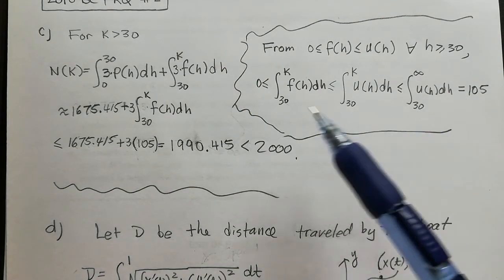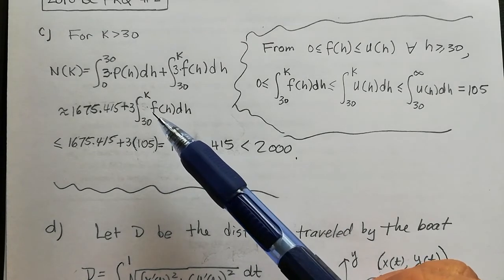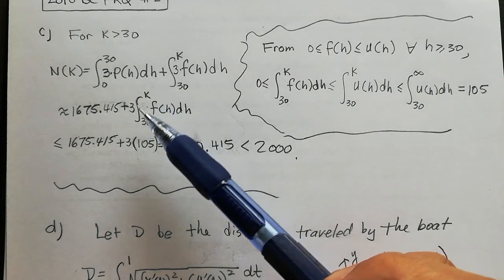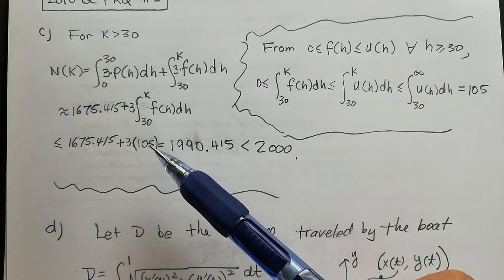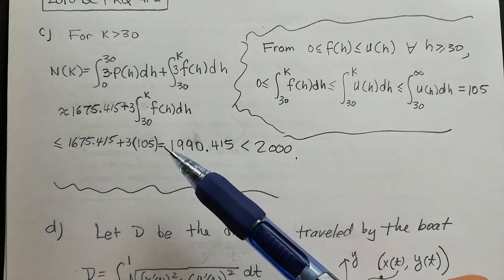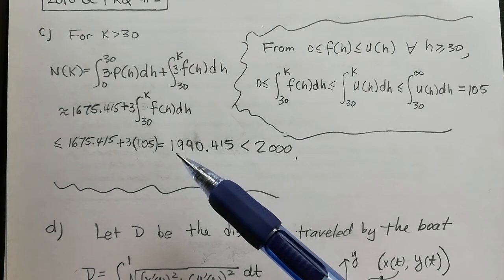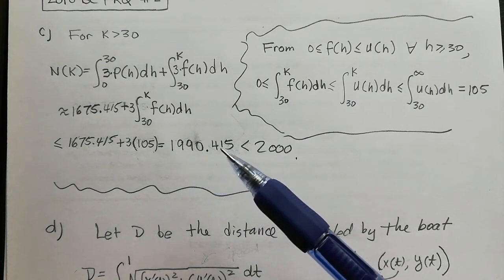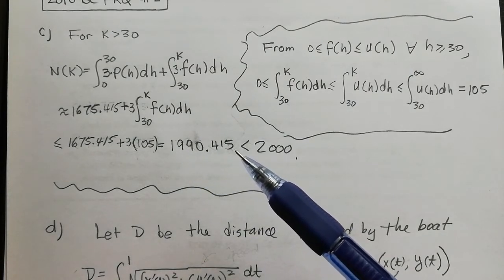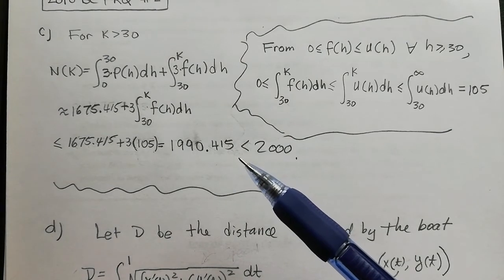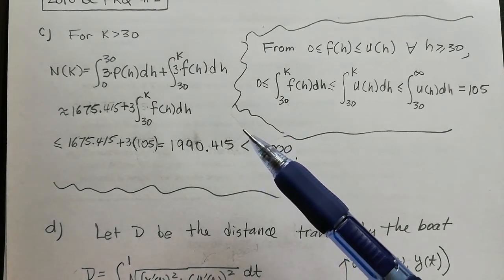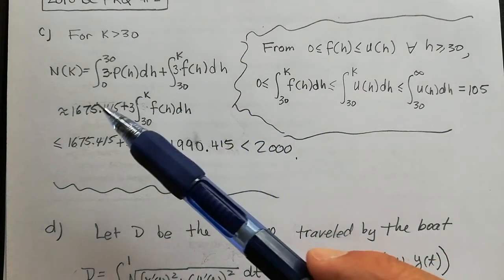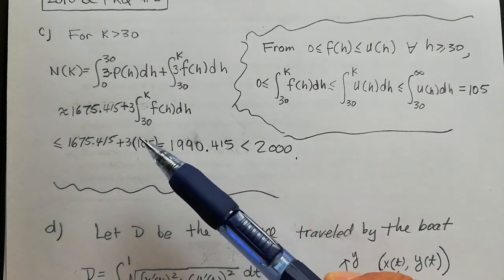So now we go back to the original question. This part is 105. So 3 times 105 plus this number gives you 1990.415, and this number is less than 2000. That's what they ask you in the question, to say this number should be bounded by 2000.